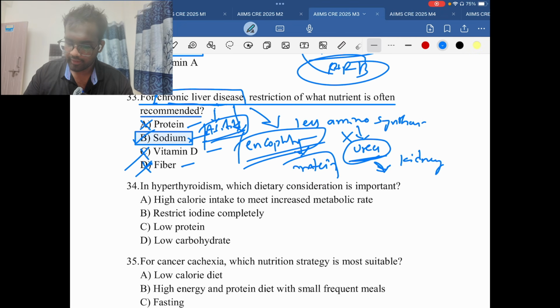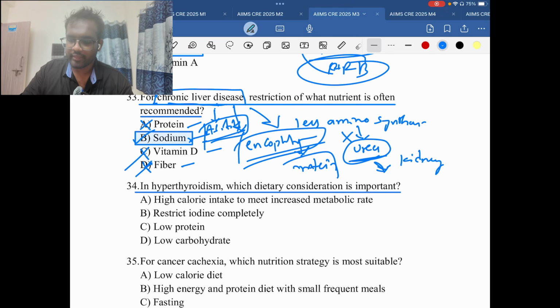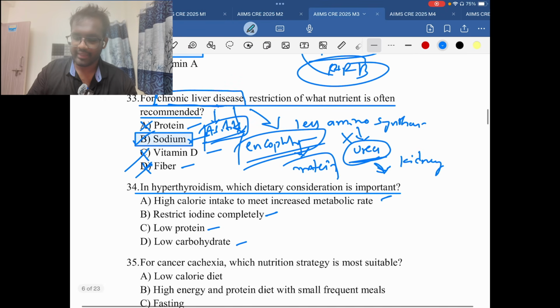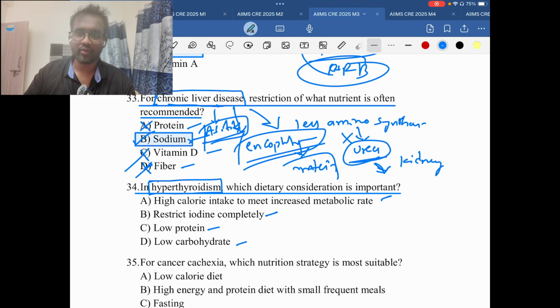Question number 34. In hyperthyroidism, which dietary consideration is important? High calorie intake to meet increased metabolic rate, restrict iodine completely, low protein, low carbohydrate. In hyperthyroidism, there is a hypersecretion of thyroid hormone. In this case, we will not restrict iodine completely. We restrict a little iodine; we provide a little bit of iodine compared to before. We don't restrict completely, so this is also not the answer.